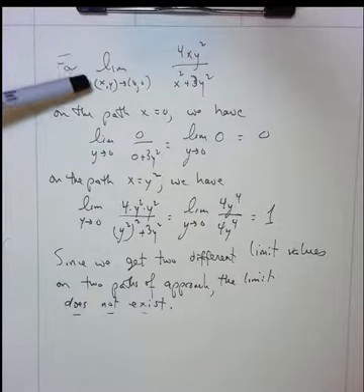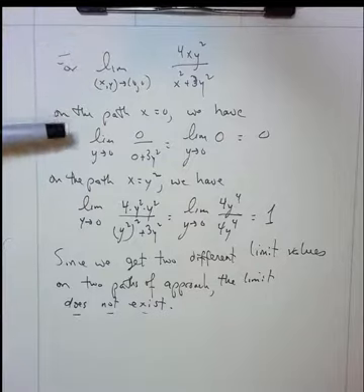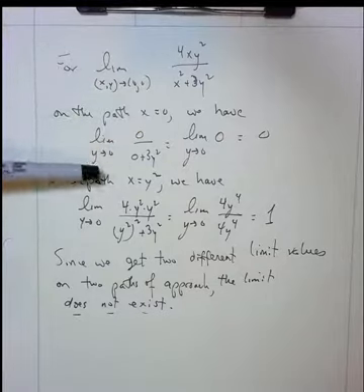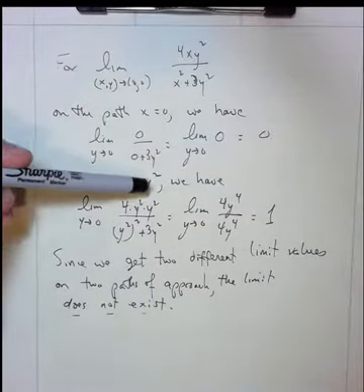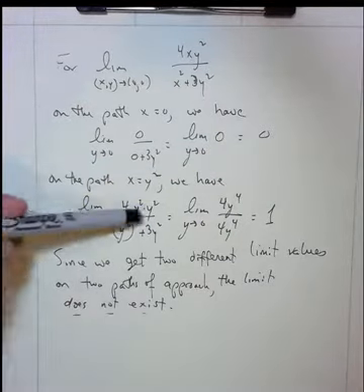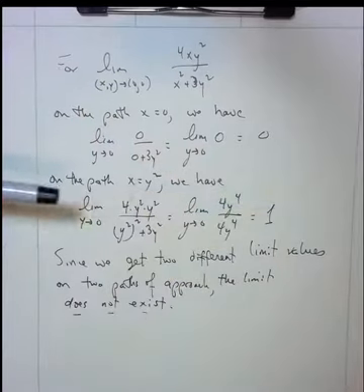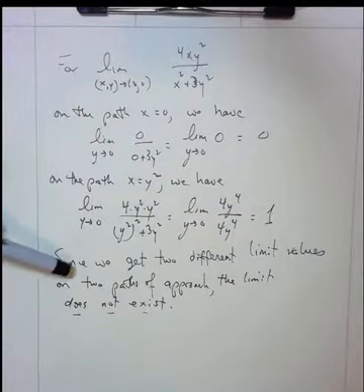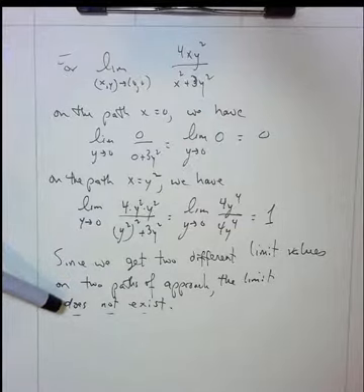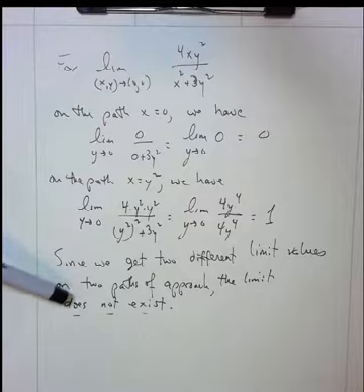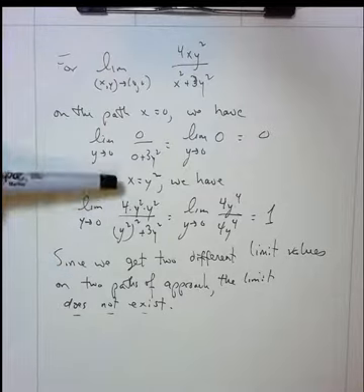So for this limit problem, I checked the path x equals 0 and I developed a limit value of 0. And then on the path x equals y squared, I ran that limit and I got a 1. My conclusion is that since we got two different limit values on two different paths of approach, the limit doesn't exist.